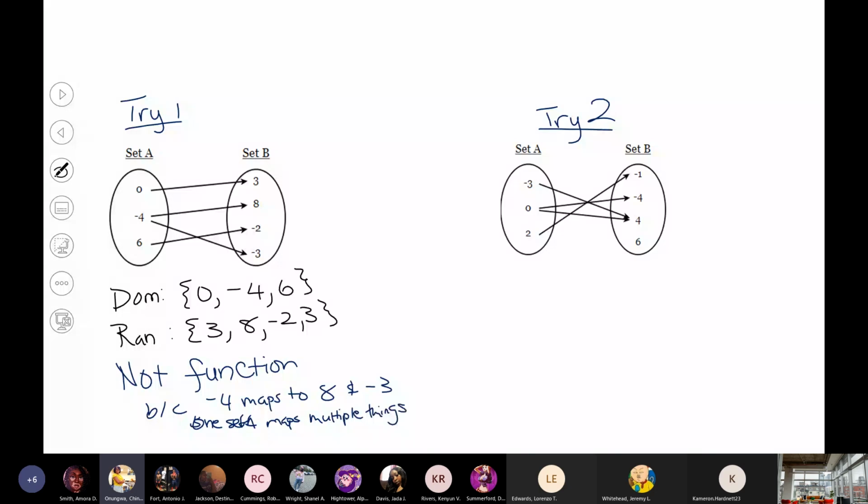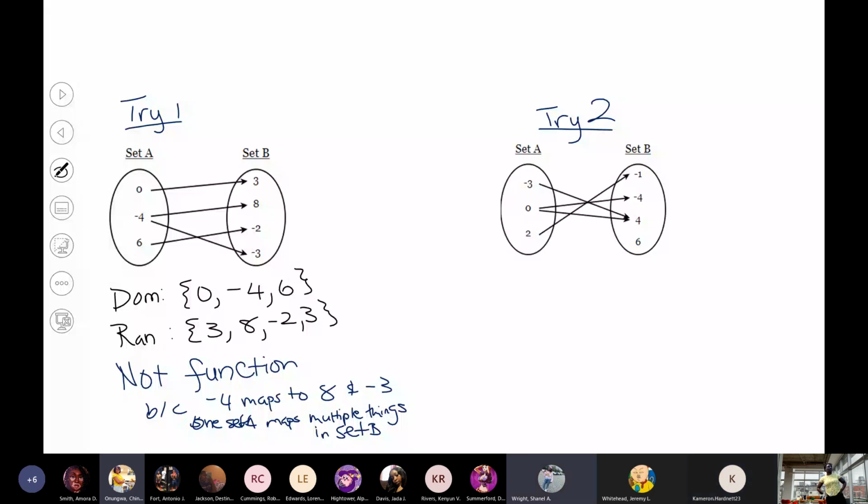Okay, so look at the try 2. Is that a function or not? A function. No, it's not. Okay, we have 2 different answers. What do y'all say? Somebody's standing on the answer. So why do you say it is a function?